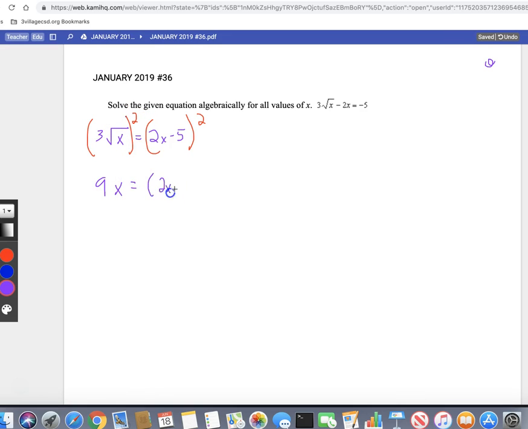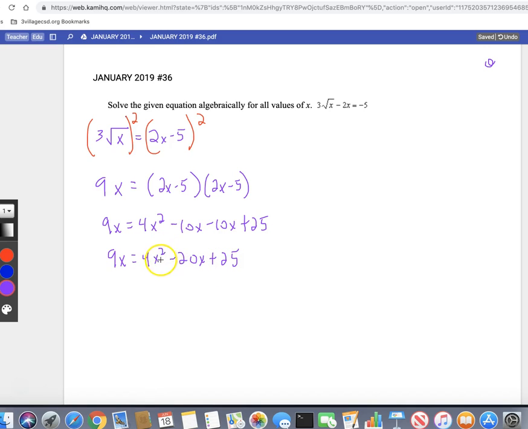On the right side, however, since we have a binomial, because we're subtracting 5 from 2x, we have to write that out twice, and then we have to actually distribute out the 2x minus 5. And when we do that, we would get 4x squared minus 10x minus 10x, and then minus 5 times minus 5 gives us plus 25. And we would then get 9x equaling 4x squared minus 20x plus 25.